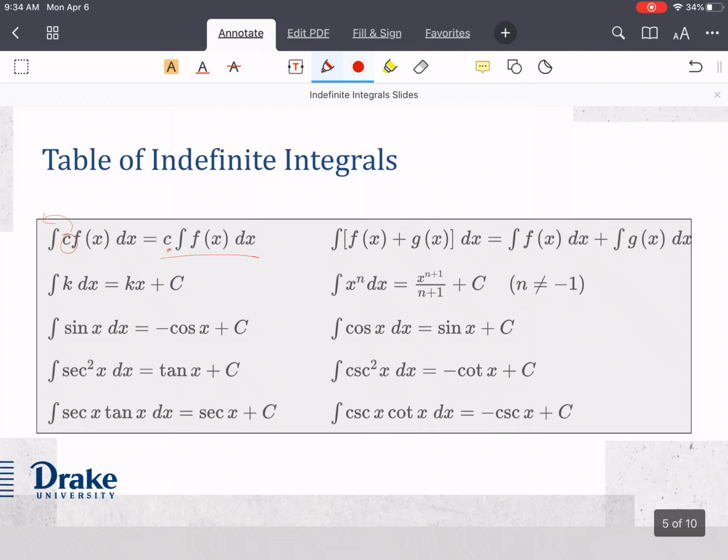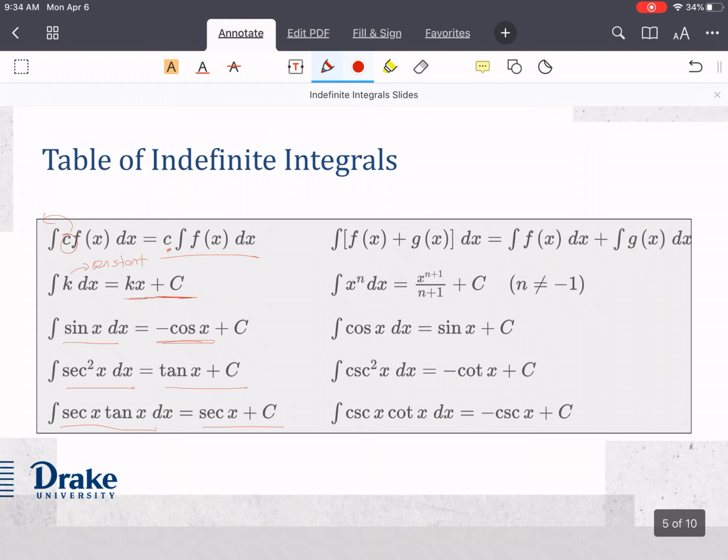We know that the integral of k dx, because k is a constant value, so you have a constant function such as the horizontal line 5, for instance, will be equal to kx plus c, because that's the antiderivative for that function k. Integral of sine x is always negative cosine. Integral of secant squared dx is always tangent plus c.